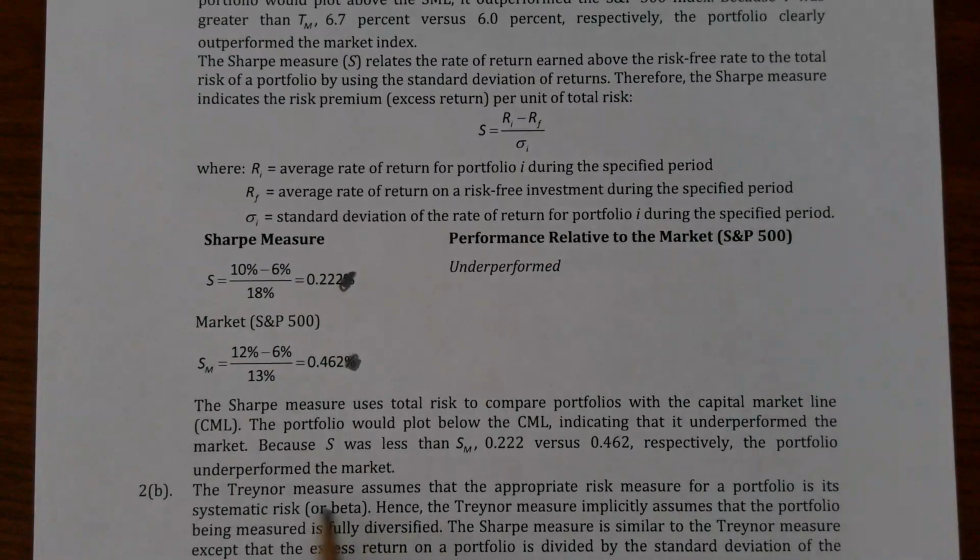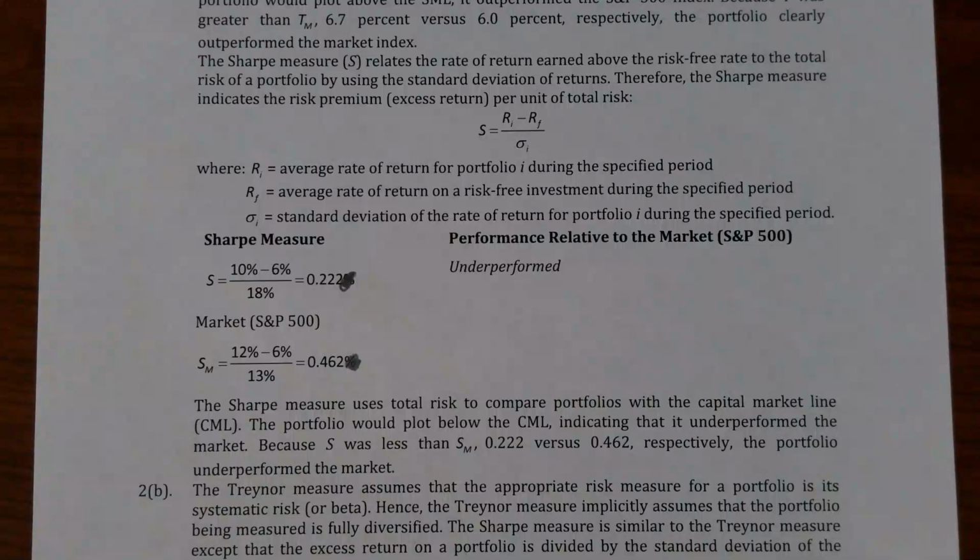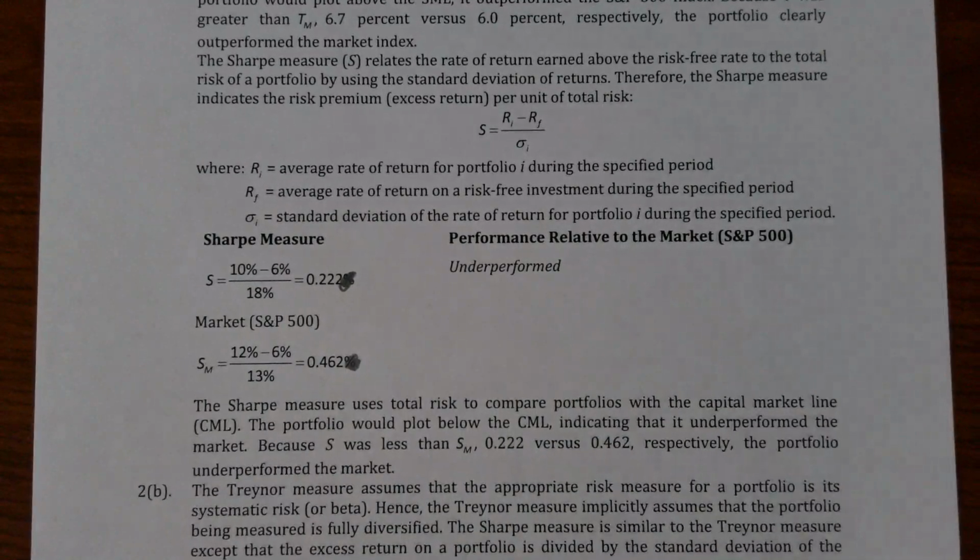They explain that right down here for you. The Treynor measure implicitly assumes the portfolio being measured is fully diversified. The Sharpe measure is similar. However, for perfectly diversified portfolios, the Treynor and the Sharpe measures would give consistent results because the only type of risk that would be present would be systematic, and beta would then equal sigma at that point.